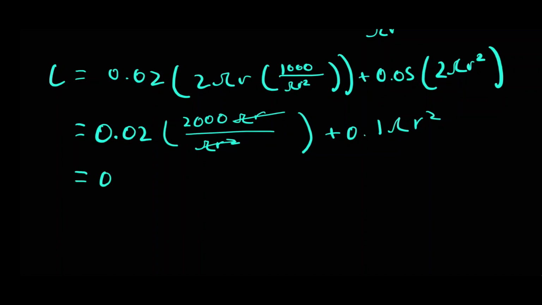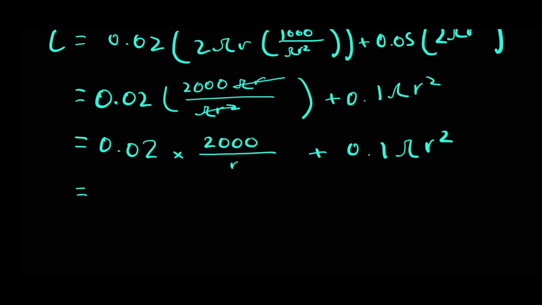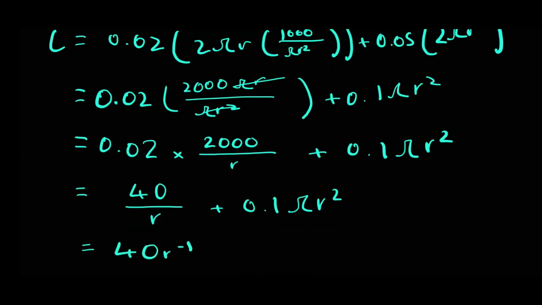So let me just rewrite that as 0.02 times 2000 over r plus 0.1 pi r squared, and then that just equals 40 over r plus 0.1 pi r squared. And just to make it easier to differentiate, I'm going to rewrite the 40 over r as 40 times r to the power of negative 1, because those are the same. Then I'm just going to do the 0.1 pi r squared again.